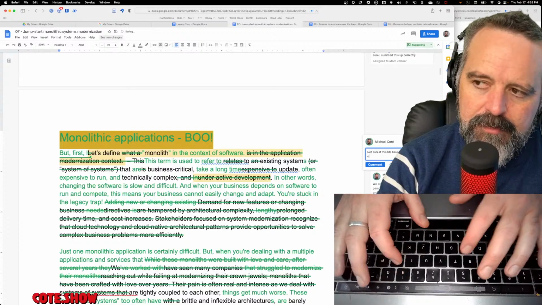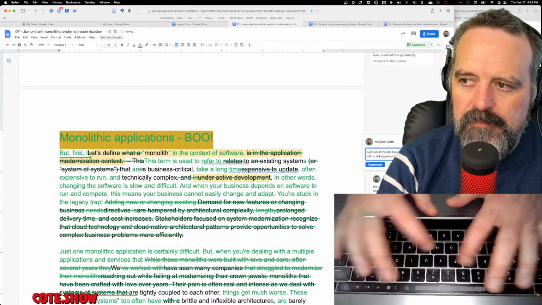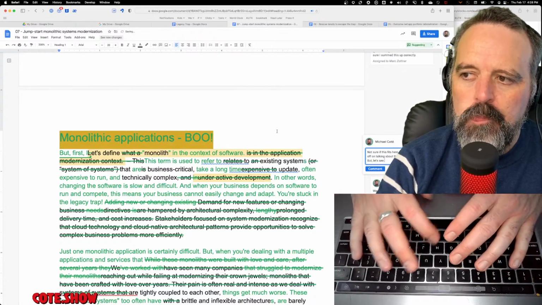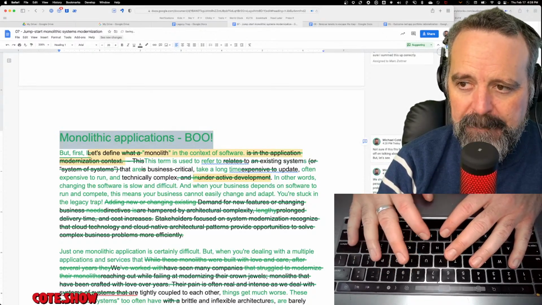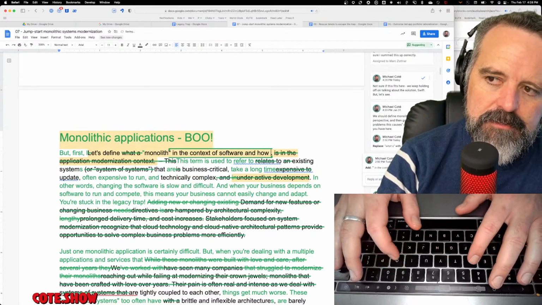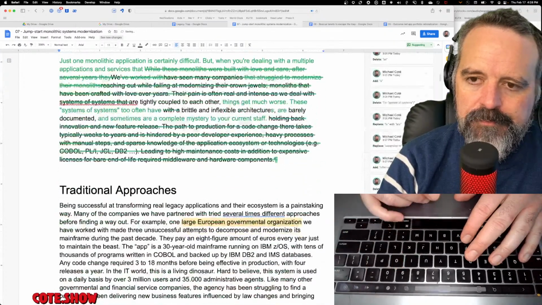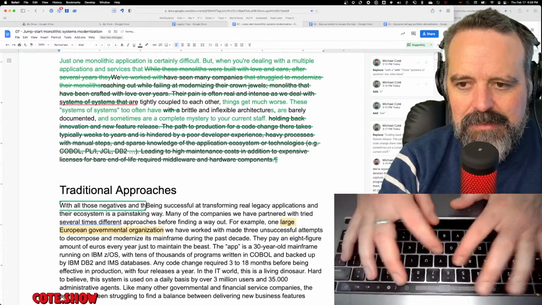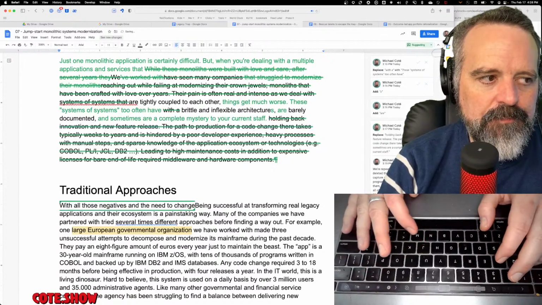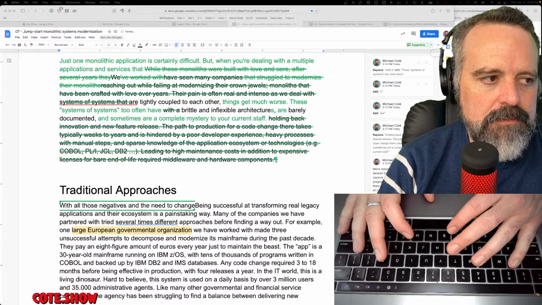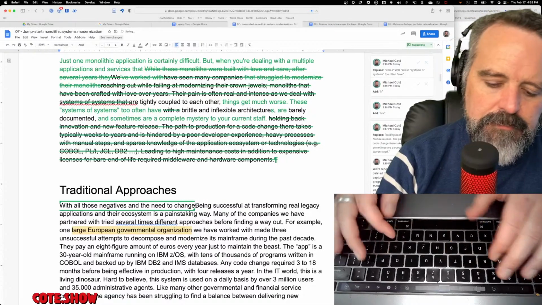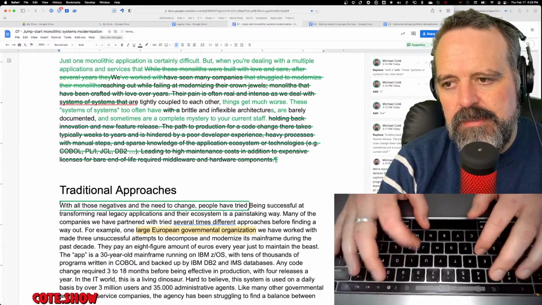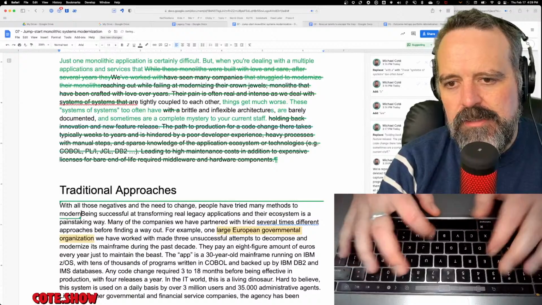Keep holding off on dots. And now all those negatives change. People have tried many methods to modernize monolith.